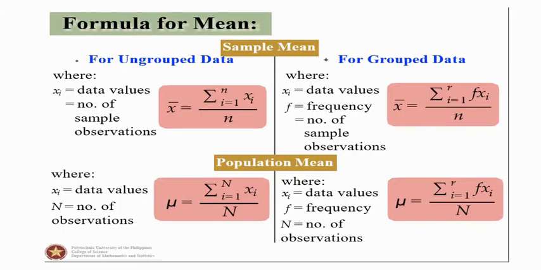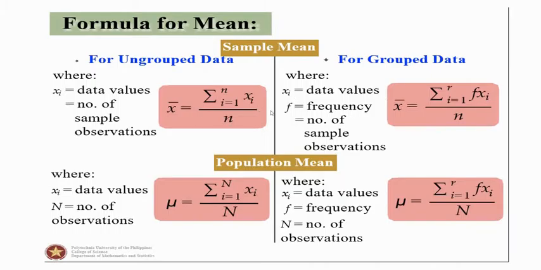So for ungrouped data, we have the sample mean and the population mean, okay? Even for group data, but we're not going to discuss that anymore. We're done with that when you were in the previous grades. Okay, but we have it here for you to remember.